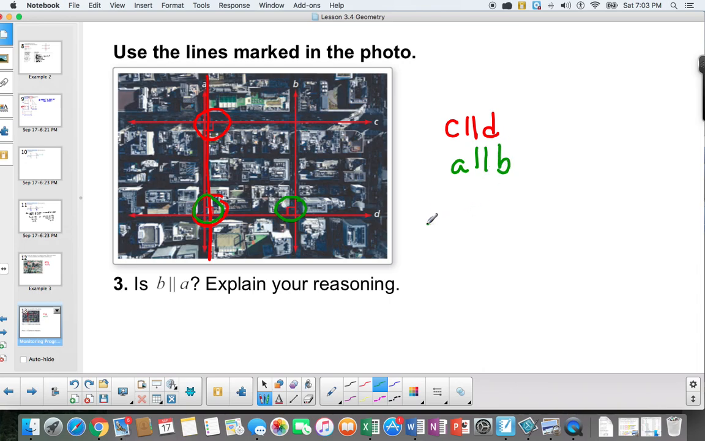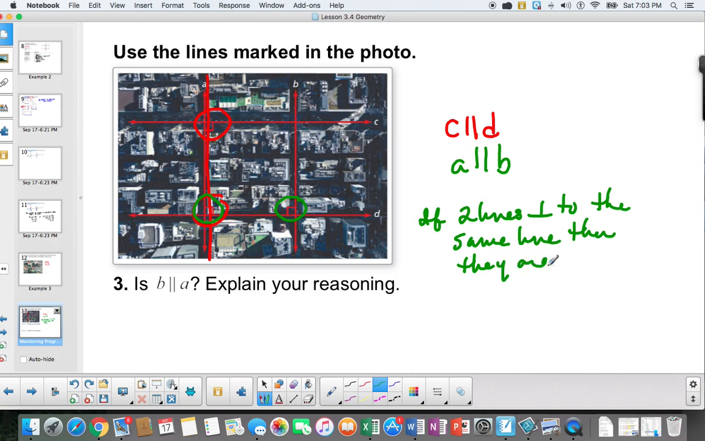And so we're going to say if two lines are perpendicular to the same line, then they are parallel. And that's the end of the screencast.